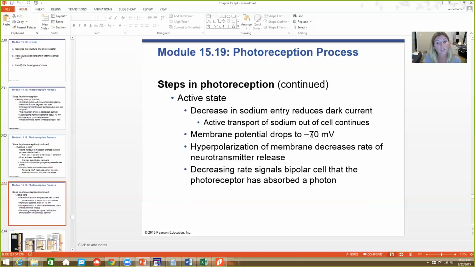With decreasing signals, the bipolar cell recognizes that a photon has been absorbed. So that's the little signal to the bipolar cell. It says, there's light, now that we're not getting this neurotransmitter all the time.